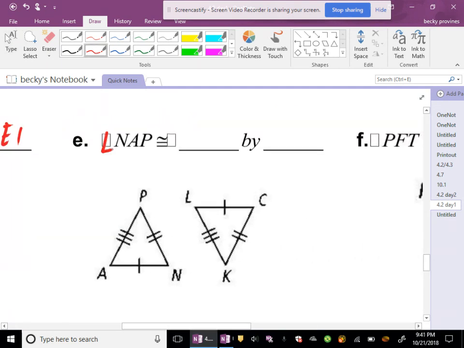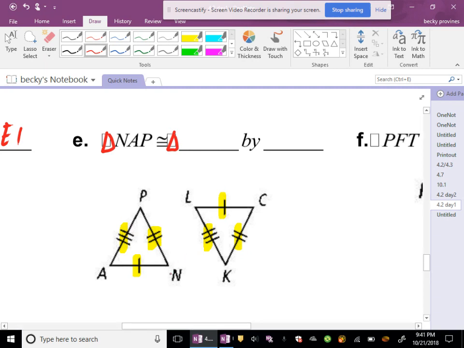Okay, we have triangle NAP and another triangle here. And right away I say we have 3 sides. Now let's make sure, sometimes they try to trick us, make sure all the sides are in common. For instance, I have 3 marks here, 3 marks here, 2 and 2, 1 and 1. Sometimes they try to be super tricky and put the wrong number of slashes, and so you say they're congruent when they're really not.